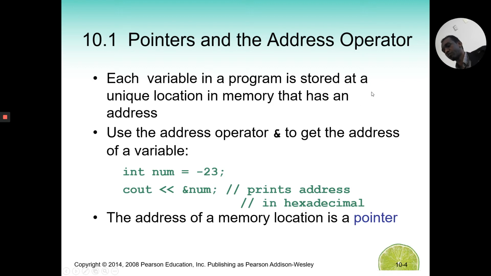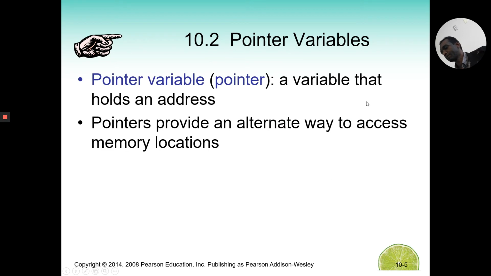So each variable in a program is stored at a unique location in memory that has an address. This address, the hexadecimal that had the x's, the zeros, the numbers, that is the memory address location. So use the address operator, the ampersand, to get the address of a variable. So here, this will be int num equals 23, then cout the address of num, which prints the address in hexadecimal. Okay.